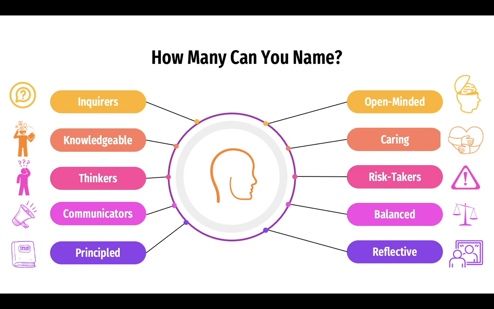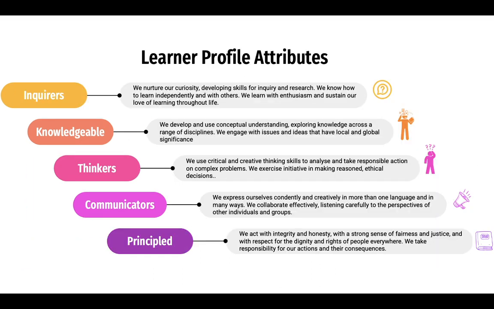The 10 learner profile attributes are inquirers, knowledgeable, thinkers, communicators, principled, open-minded, caring, risk takers, balanced, and reflective. Each learner profile has a description that IB has assigned to it. Take a moment now to read through the descriptions for these learner profile attributes. You can pause the presentation here to complete this work. When you are ready to move on, click play to continue the video.